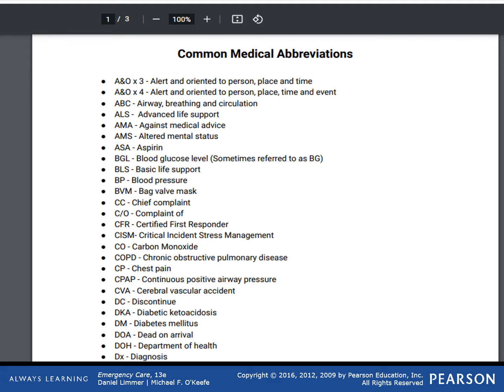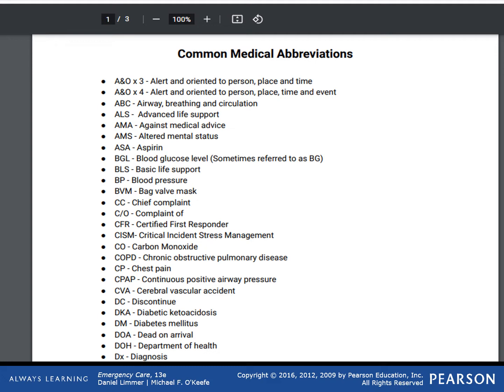So that being said, here's a list of some common medical abbreviations. I'm not going to go through every one of these because the list was sent out, but definitely review it. This by all means is not an all-inclusive list. This list is just some of the common ones used, and it expands and contracts almost every single day. So just be aware of some of these.